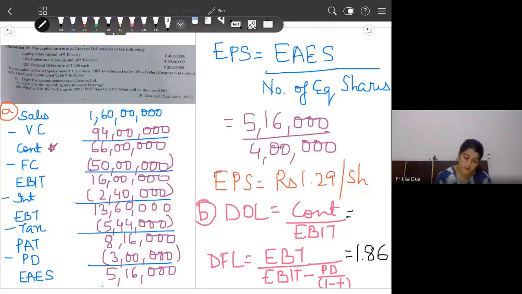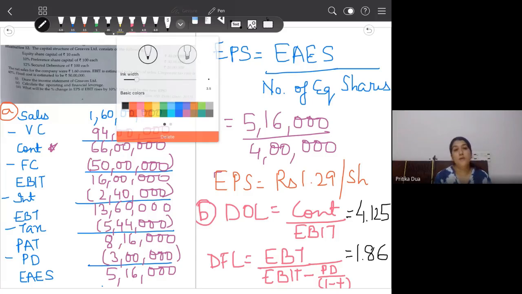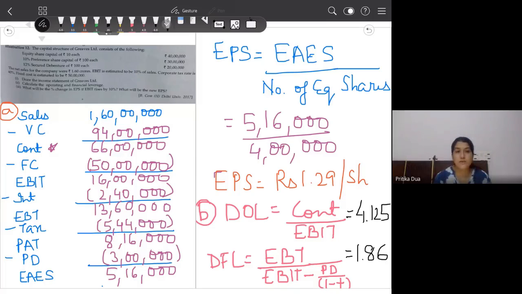And operating leverage, very high, 4.125. Yes. Okay, so you see that the company has very high operating leverage, which means that the fixed operating costs are very high, and that is clear from the income statement also. The fixed cost is 50 lakh, and that is the reason that the operating leverage is very high. The financial leverage is 1.86.